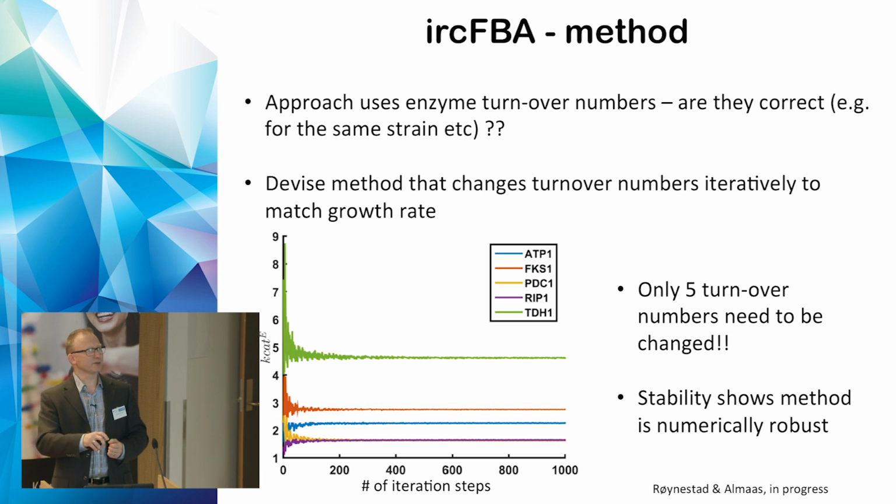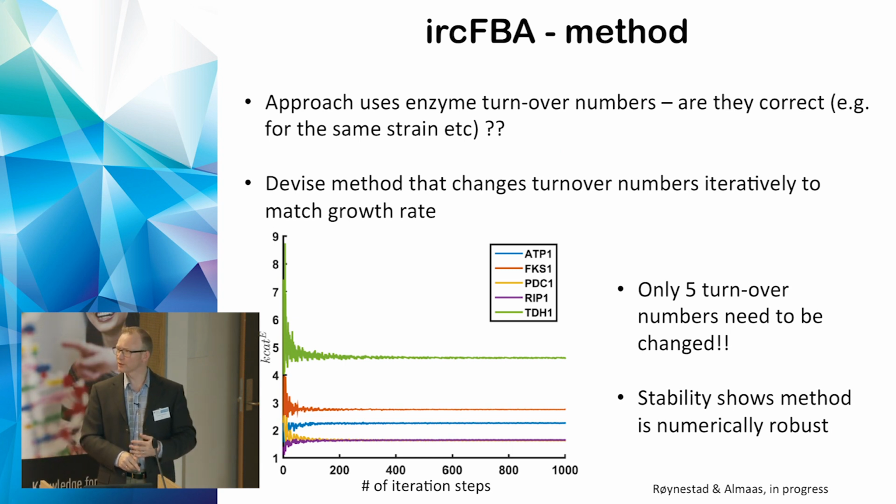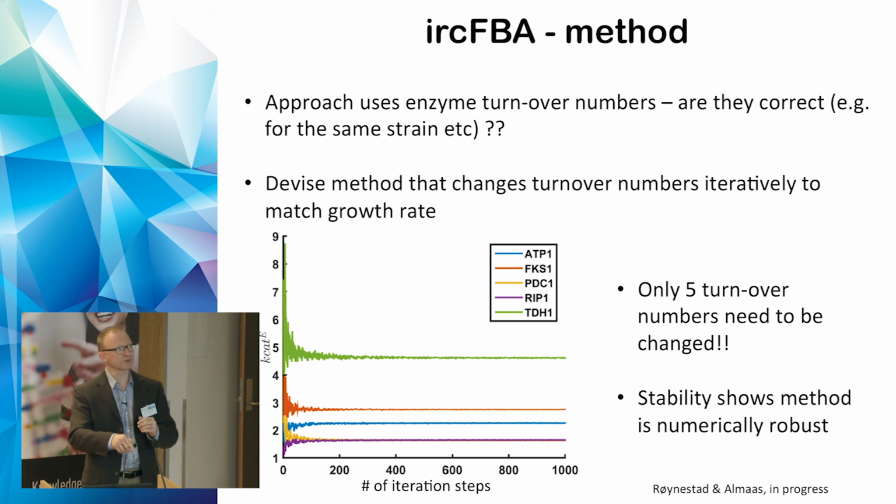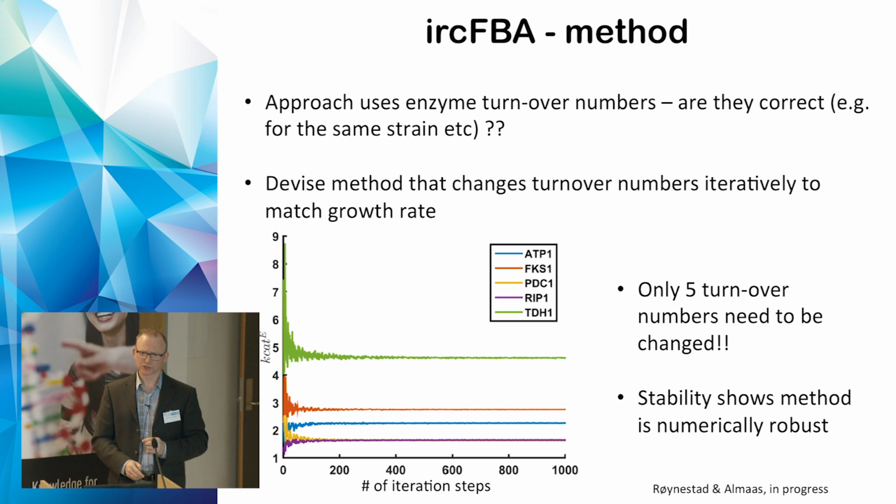So we use this method, and we see that we only need 5 turnover numbers to change the value. This is the scale of change. So this one, TDH1, its turnover number needs to be 5 times as much as the original number from the databases. And the others also need to be scaled up a little bit. And this plot shows that as we use our method with more and more iterations, the result is really robust and stable. We get the same result no matter how many iterations we use if we go past about 200-300 iterations. So it's a very solid result.